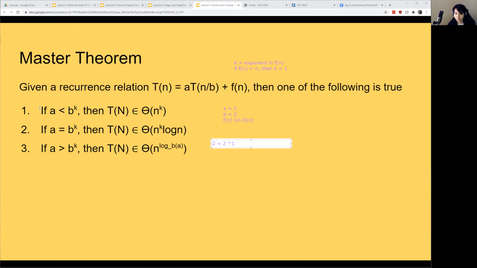Because we're just plugging in A, B, and K into these equations and trying to figure out if 1, 2, or 3 is true. Since 2 is true, that means that the overall runtime for T of n is O of n to the power of k, times log n, where k is just 1. So n times log of n, which implies that merge sort was O of n log n, or I guess theta actually. But in this case, theta and O can be used interchangeably.